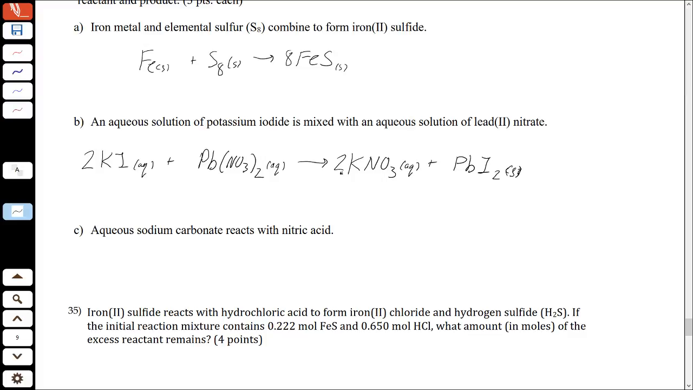That is best described as a precipitation reaction. It is not a redox reaction. Nothing is changing oxidation state here.